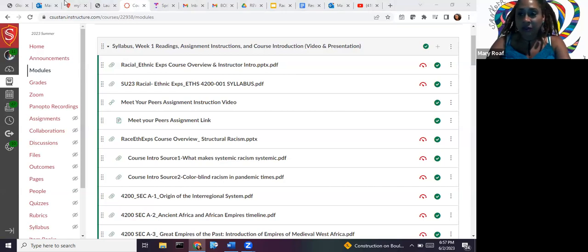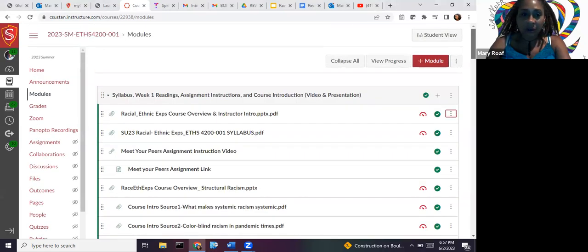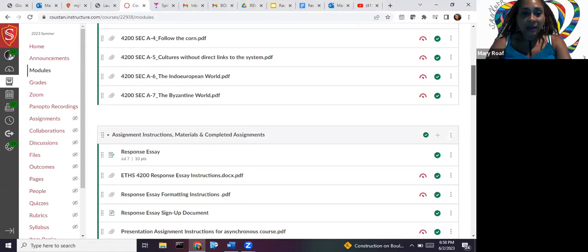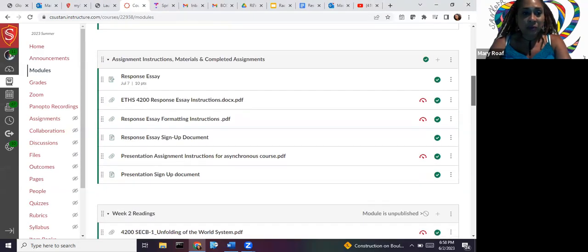So the layout is very straightforward for a given section of the course. We always start out with the first module, which is the syllabus, week 1 readings, assignment instructions, as well as the course overview and introduction. The subsequent module is the assignment instructions, materials, and an actual module where the end of the course session student presentations will be uploaded for everyone to be able to view and listen to.